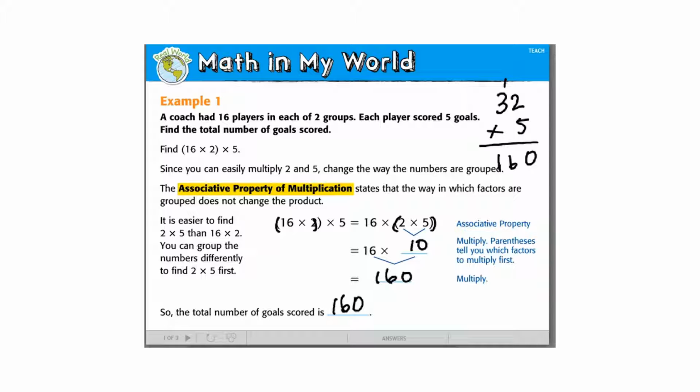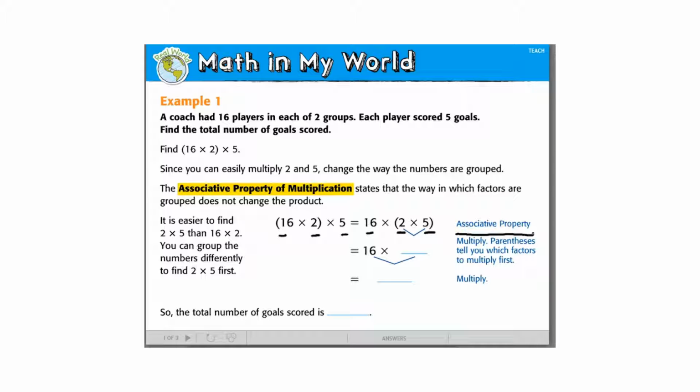Because we didn't change the order of these numbers, we still have 16, 2, and 5. That's why we've used the associative property. We didn't have to use the commutative property here because we didn't scoot any of them. We didn't mix any of the numbers up or move anything around. All we did was regroup. So instead of grouping 16 times 2 first, we chose to group 2 times 5 first. That was all. Then we multiplied.